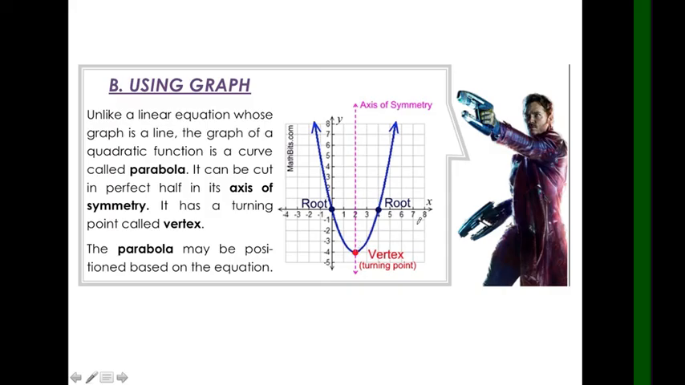The vertex has coordinates h and k, and it has a formula as well. I will discuss the formula in a separate video. And this is the axis of symmetry passing through the vertex. The axis of symmetry is x equals h.